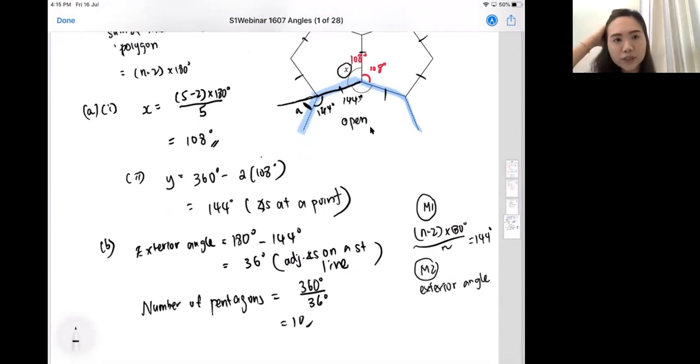So actually, the exterior angle method is easier to deal with, because if you do the first method, you will have to solve the equation for n. So we will have to expand also. So 180n minus 360 equals 144n, and so on and so forth. I think a lot of students will not like this.